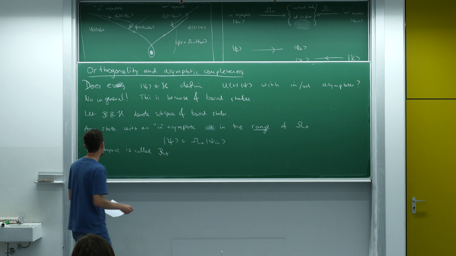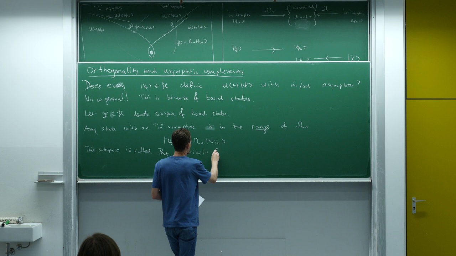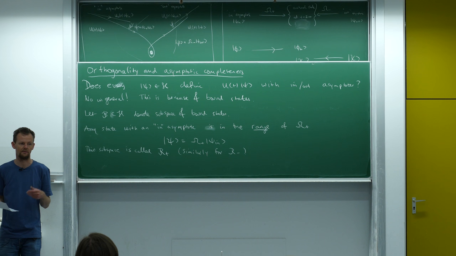And there's an R minus. Okay, we have three subspaces. Now we have R plus, R minus, and B.